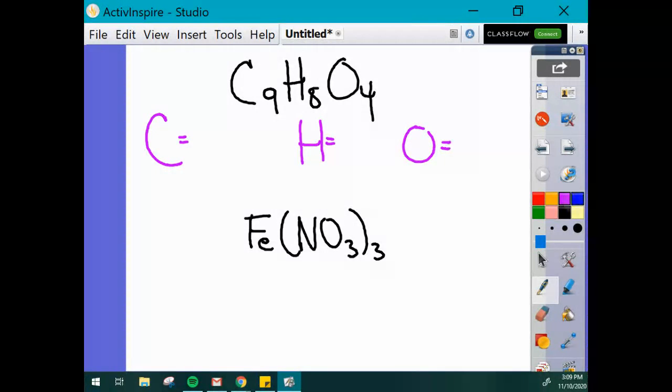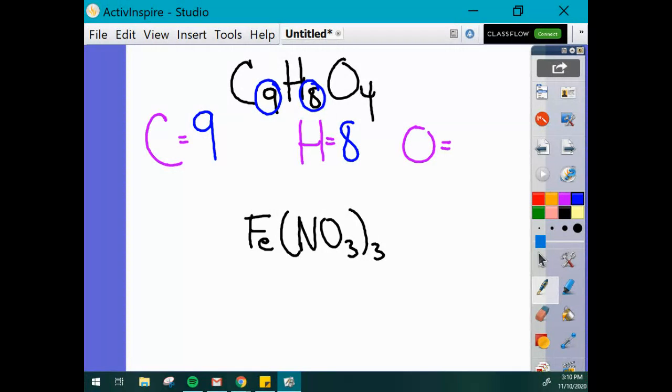The next thing I need to do is look at the subscripts. Next to the C, I have 9, so that tells me that I have 9 atoms of carbon. Below the H, I have an 8, which tells me I have 8 atoms of hydrogen. Below our oxygen, we have 4, which tells me I have 4 atoms of oxygen. So in each molecule of C9H8O4, I have 9 carbons, 8 hydrogens, and 4 oxygens.